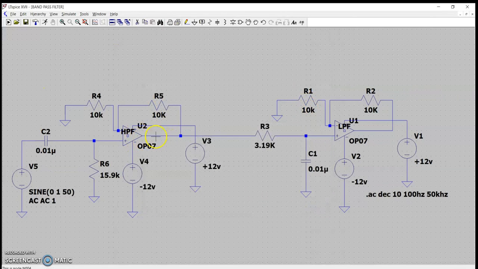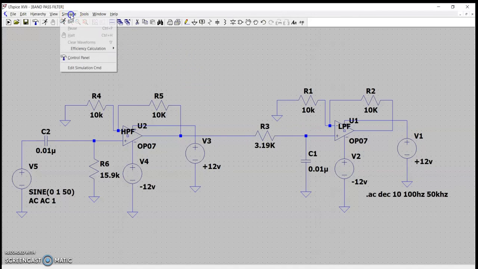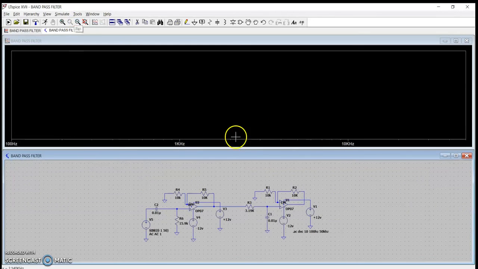Now this V3 and V4 is the supply voltage for this U2 op amp, and V1 and V2 is the supply voltage for this U1 op amp. Now save your program and then go to simulate, edit simulation command. In this, the type of sweep you are using is decade, number of points per decade is 10, start frequency is 100 hertz, stop frequency is 50 kilohertz, and then click OK. Now go to simulate and then run.